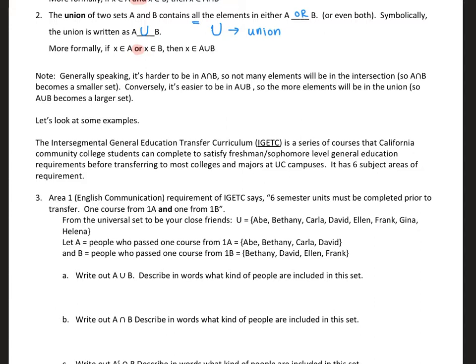The Intersegmental General Education Transfer Curriculum, IGETC, is a series of courses that California Community College students can complete to satisfy freshman and sophomore level general education requirements before transferring to most colleges and majors at UC campuses. So you probably heard it before. If you're planning to transfer to Cal State, PCC has an agreement with Cal State, so you can take a bunch of classes here, and they kind of guarantee that you can transfer to their school. It has 6 subject areas of requirements. There's a link here in your worksheet, so you can click on it and get more information.